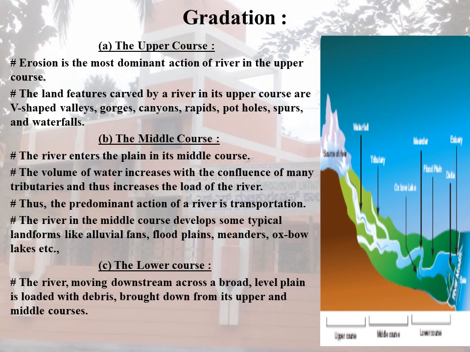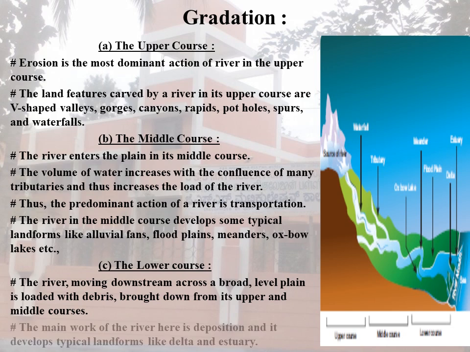Large deposits of sediments are found at the level bed and the river splits into a number of channels called distributaries. Next I want to give you the explanation of tributary and distributary. The main work of the river is deposition and it develops typical landforms like deltas and estuaries.